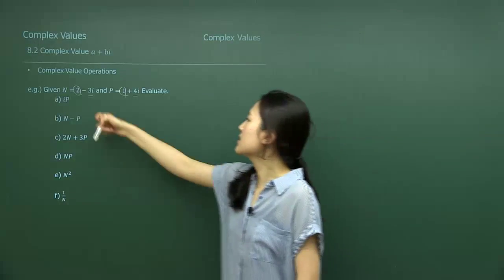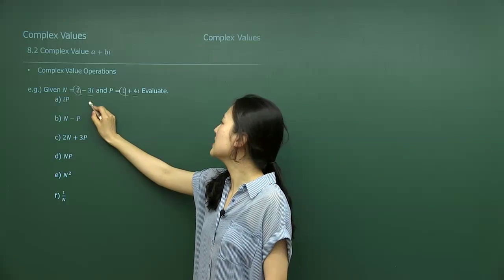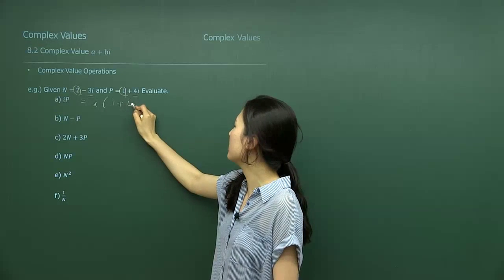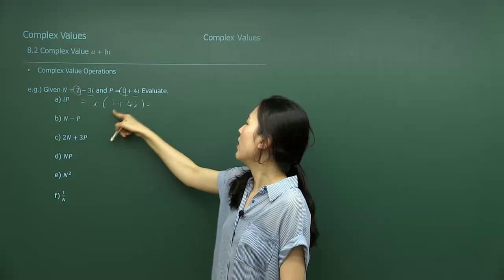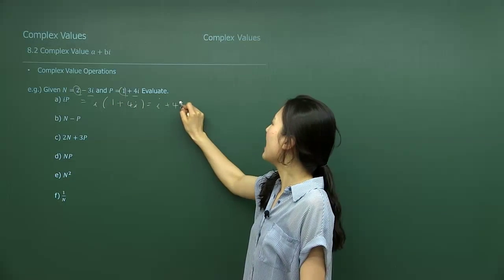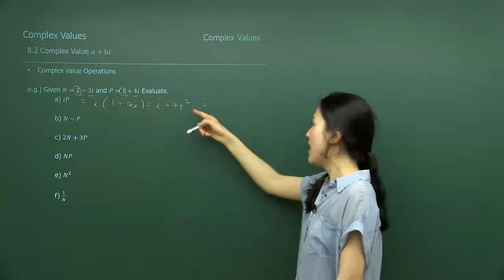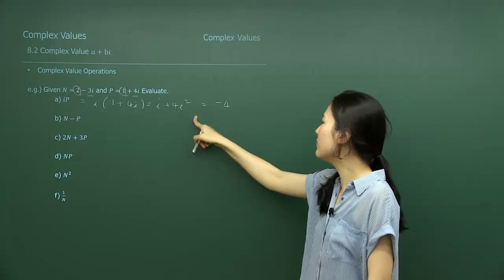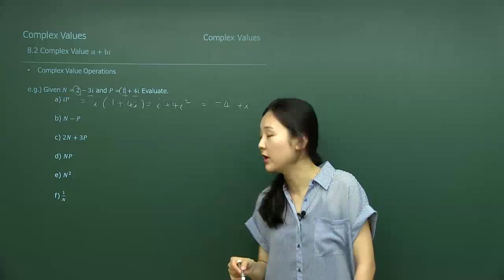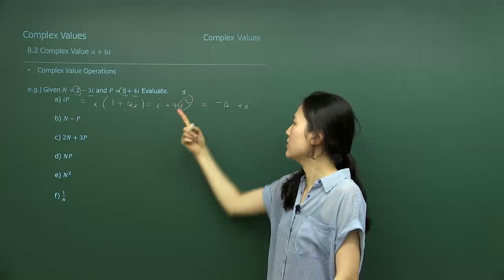So anyways, starting off with question A, you're to find iP. That basically means to multiply i by P, which is 1 plus 4i. So you get positive i, and you will be getting 4i squared. But here, you know that i squared equals negative 1. Hence, you write negative 4 plus i. We always write the real number first, so you might want to switch the values around.